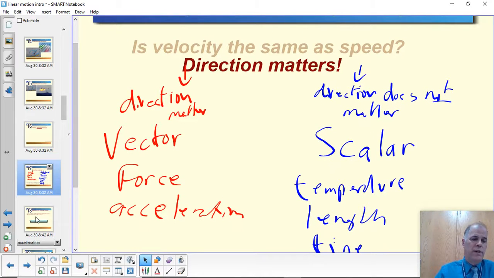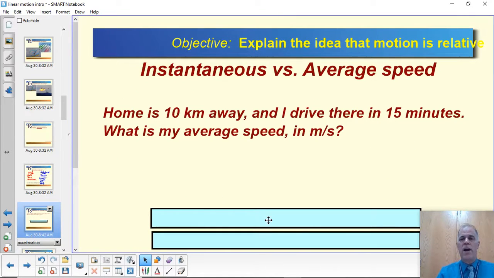Okay, let's move on. We're almost to the end. We're going to talk about instantaneous versus average speed. So this concept of instantaneous quantities versus average quantities. Let's look again at a quick example here. Say my home is 10 kilometers away, and I would like to go there soon because it's getting kind of late. I need to get this recording done for you guys for tomorrow. Anyway, my home is 10 kilometers away, and I can drive there in 15 minutes. And the question is, what is my average speed in meters per second? Or what is my speed in meters per second as I drive home?